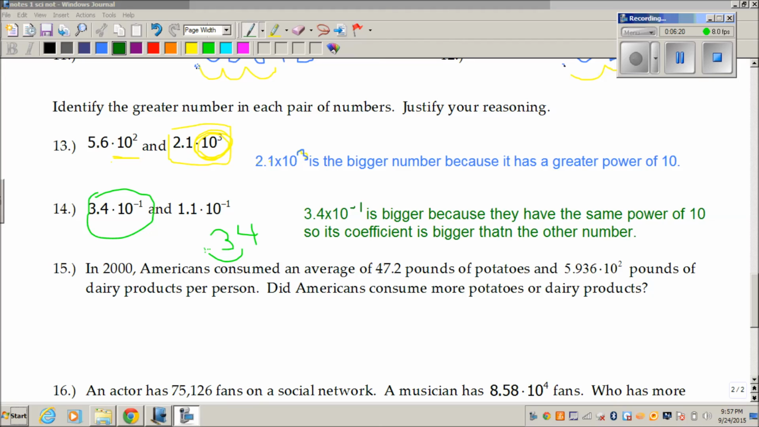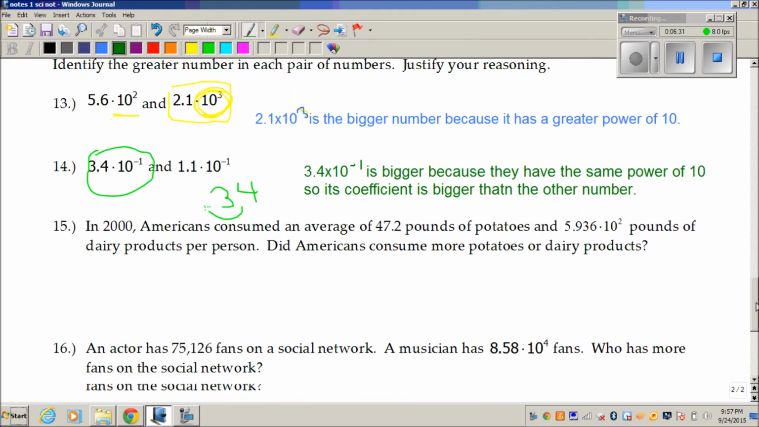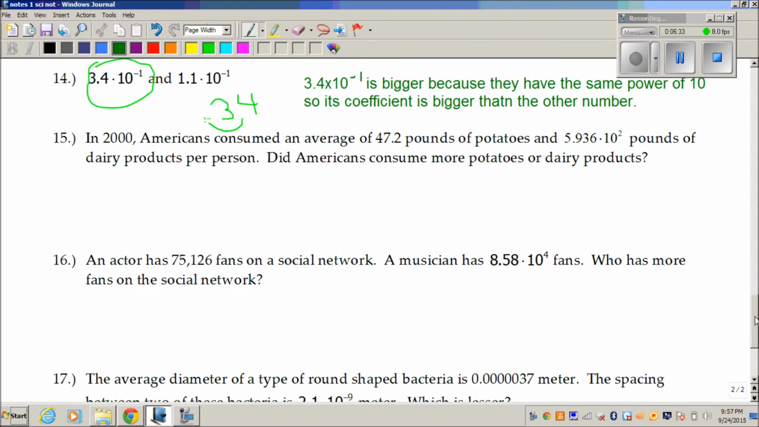Okay, so now what I'd like you to do is read through questions 15, 16, and 17, and give those a try on your own. And we will discuss the answers in class.